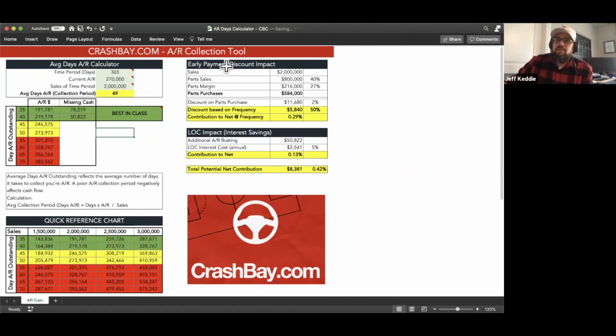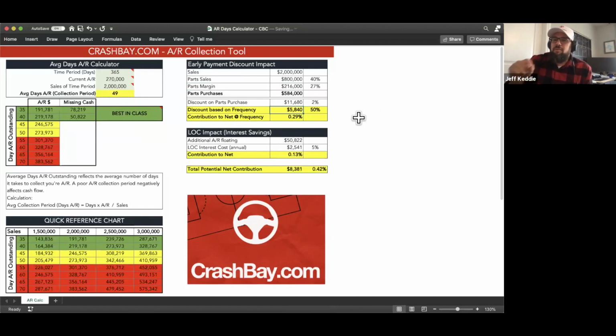So when we break down the average makeup of a claim, with $2 million in sales, 40% of that's parts, that's about $800,000. Parts margin on average is around 27%. So the average parts purchases for $2 million in sales would be approximately $584,000. If I can get a 2% discount on parts, that equates to $11,000. Now, not every one of my suppliers is going to give me a discount on parts. So in this example, I use, say, half of them. So that's $5,800 you're saving.